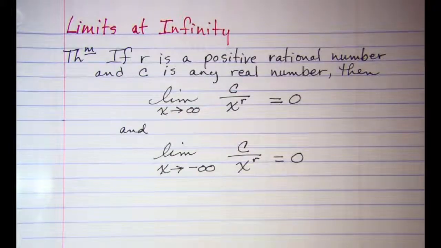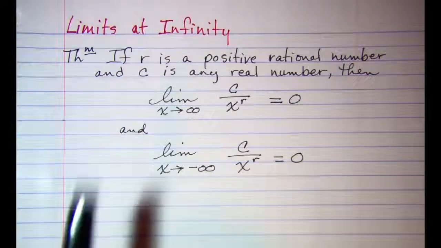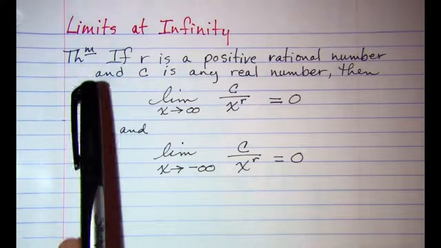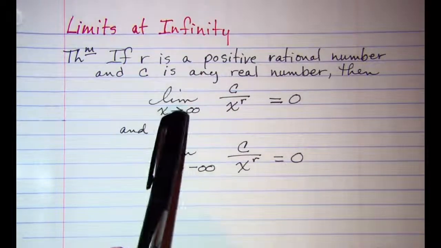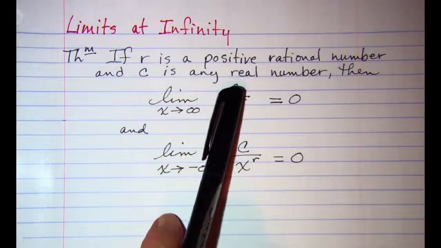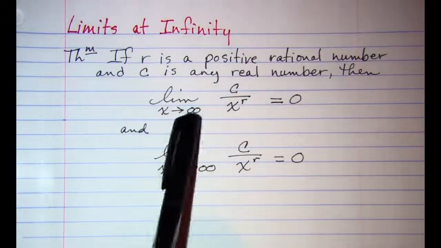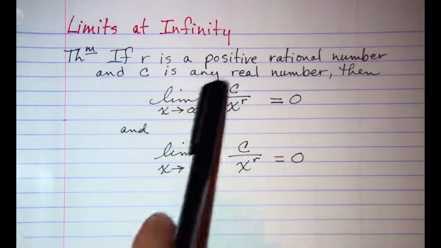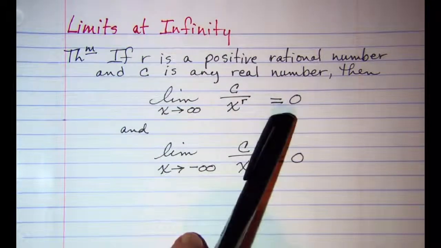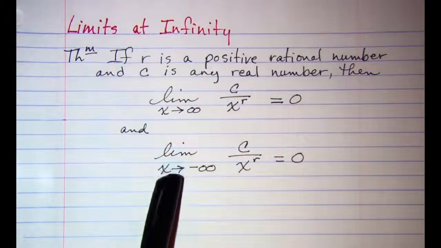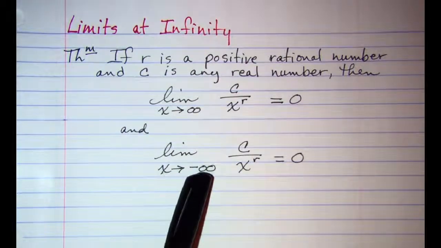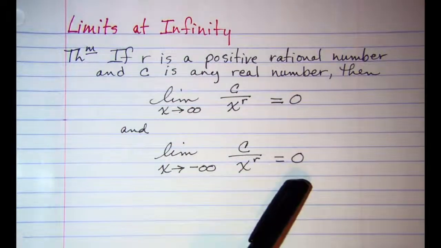In this video, we'll be looking at how to find limits at infinity. We have a theorem that will be useful. Basically, it says that if you have a constant divided by some power of x, as x approaches infinity, this expression will be equal to 0. Likewise, as x approaches negative infinity, this will be equal to 0.